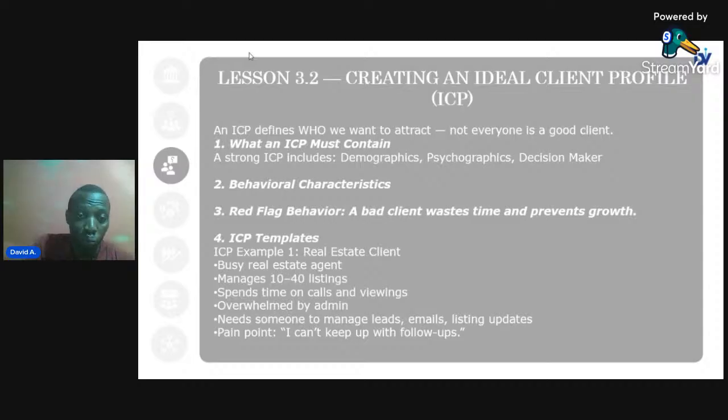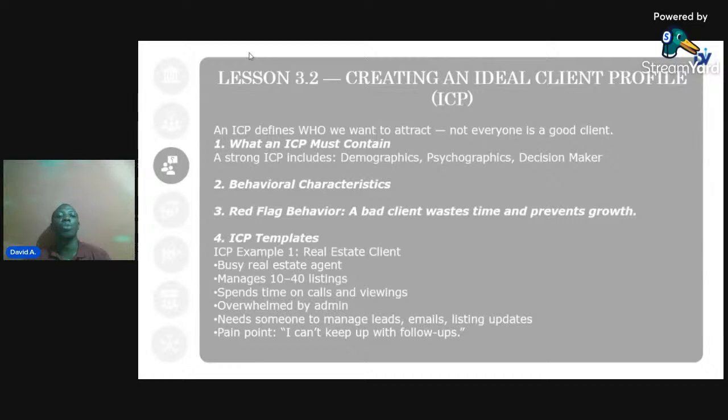So an IPC, that's ideal client profiling, defines who we want to attract. As simple as that. Who we want to attract. Now, not everybody is a good client. And for people that have worked with clients before, you understand what I am saying. Not everyone is a good client. Now, what must be contained in a strong IPC? What should be contained in a strong IPC?